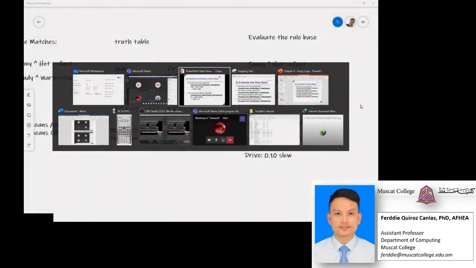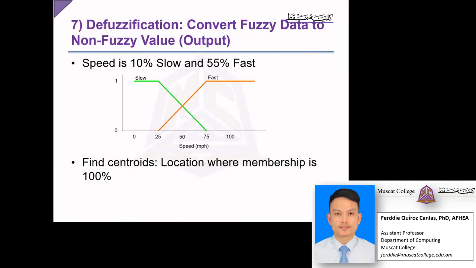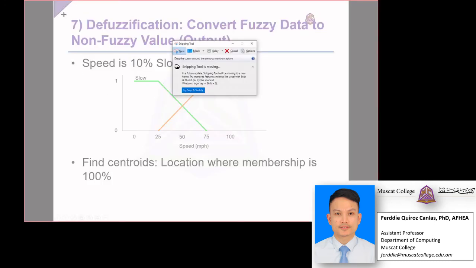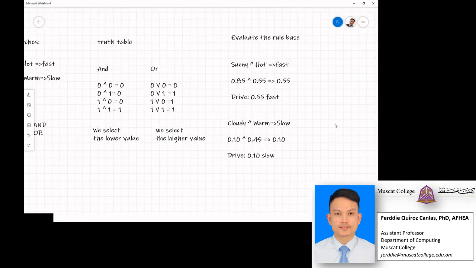So the next step of the fuzzy logic system. Let's now try to defuzzify. When we say defuzzify, we have to convert fuzzy data into non-fuzzy values. So from 0 to 1, we have to convert it to real values. What is 10% slow or 55% fast in real value? Is it 25 miles per hour, or 50, or 75 miles per hour? We have to know which value we have to drive. So we're going to use centroids, or the measure of central gravity, for the calculation. I will teach you how to do that. But for the meantime, let me copy this and we're going to calculate. We are on the last stage.